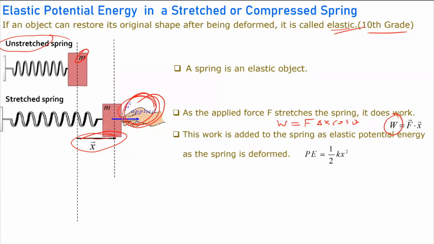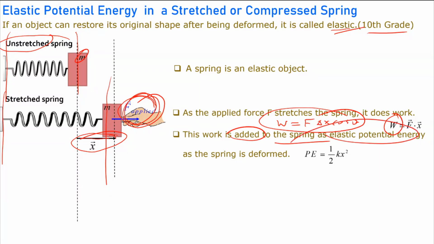and this work causes the change in the shape of the spring, because initially the spring is short, but after that, when you apply some force, it becomes longer. Yani, you changed the shape of the elastic object. You changed the shape of the spring. If you change the shape of an object by applying some force, this force does work, and this work will be added to that spring as elastic potential energy.